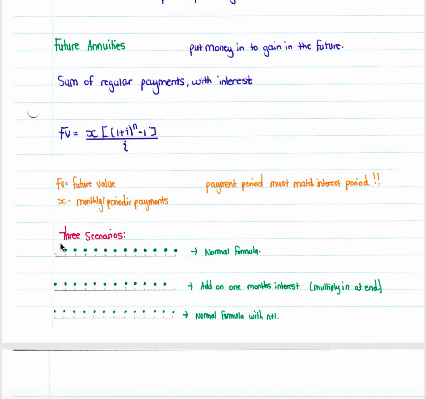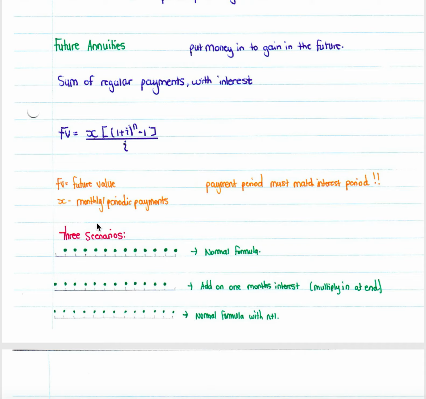You must just remember that there are 3 scenarios. If they say to you, we put money into an account every month, starting at the end of this month, you will follow the normal formula. You are over here, and at the end of the month, you put in money. So if you're putting in at the end of every month, you follow the normal formula.